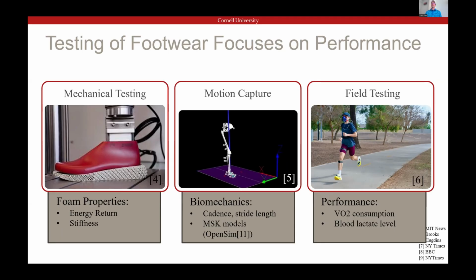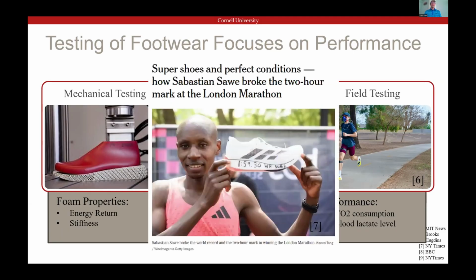This is when athletes test out the prototypes that the companies have developed, and they're testing performance metrics to see how well these shoes are actually performing within a training or race setting. And they measure VO2 consumption, or volume oxygen consumption, and blood lactate levels. Now, this process is very good at performance.